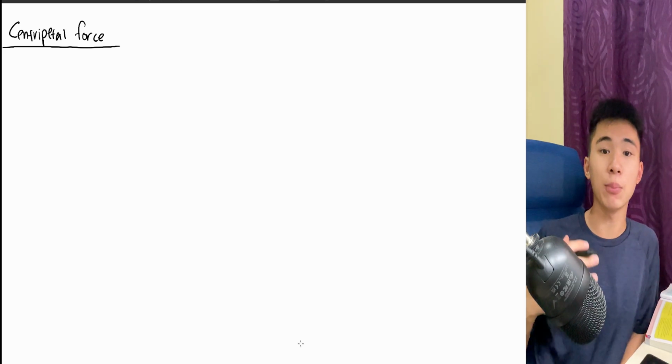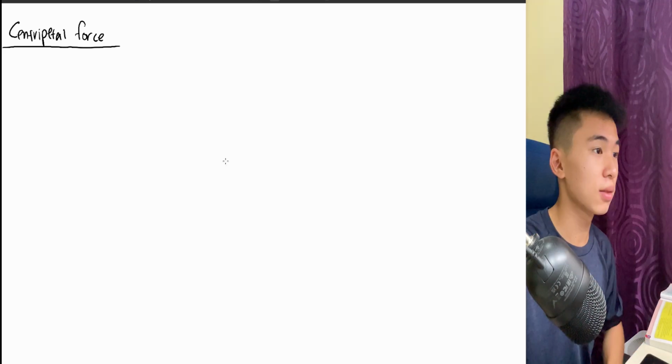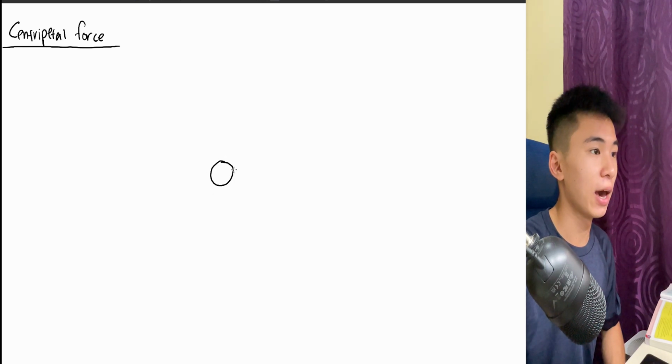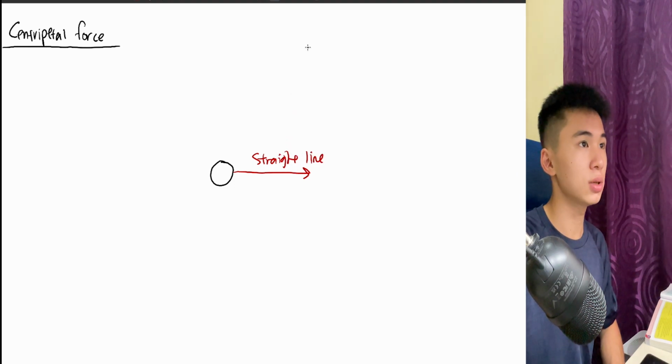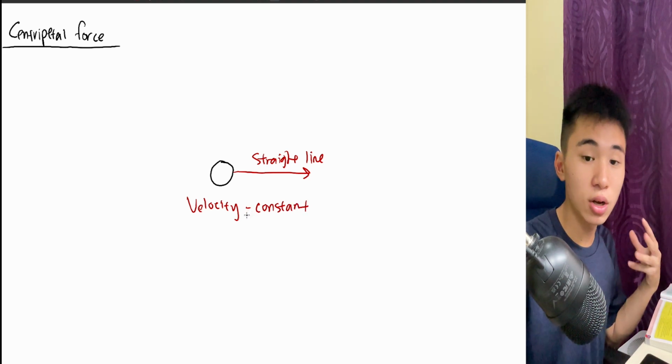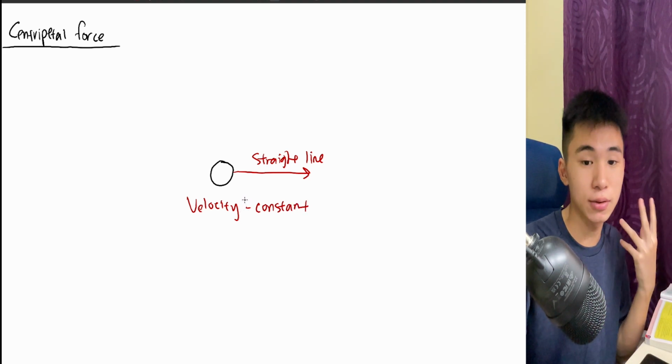Hey there, in this video I'm going to talk about centripetal force. Let's say we have a round object, and it is moving in a straight line motion. This is a straight line motion, and the velocity is constant. If the velocity is constant, it means there is no resultant force.